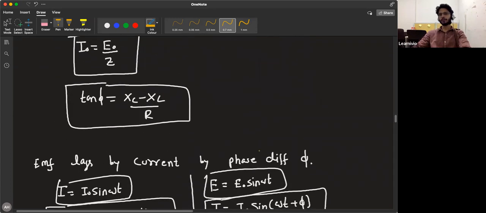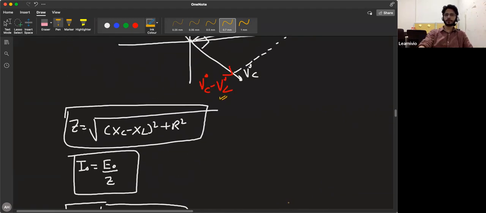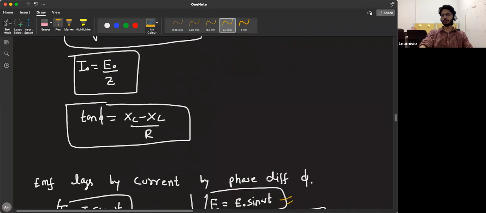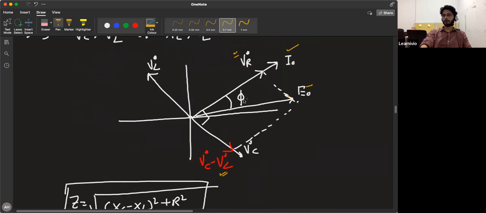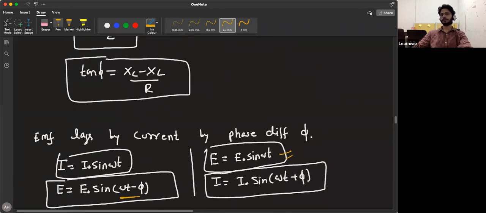But if I start with the equation of EMF, E naught sine omega t, Hishma, can you predict the equation of current? See this phasor diagram. If I write the equation of EMF as E naught sine omega t, what should be the equation of current, Hishma? I naught sine omega t, or do you have to add something, because this I naught and E naught do not seem to be in the same phase? Omega t plus phi. Plus phi, very good. So I naught sine omega t plus phi. This is the equation of current.